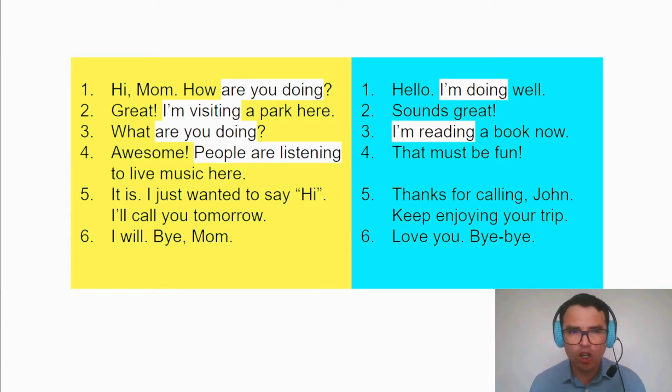Number 1, yellow. Hi, mom. How are you doing? Number 1, light blue. Hello, I'm doing well. Yellow. Number 2, great. I'm visiting a park here. Light blue. 2, sounds great. Yellow. 3, what are you doing? Light blue. 3, I'm reading a book now. Yellow. 4, awesome. People are listening to live music here. 4, light blue, that must be fun.